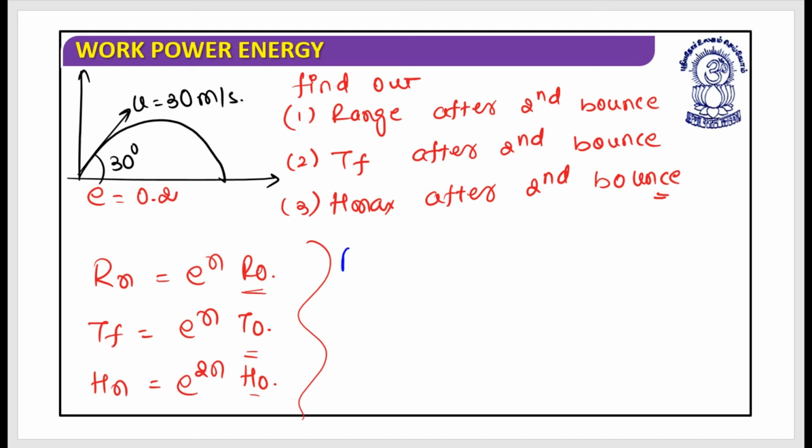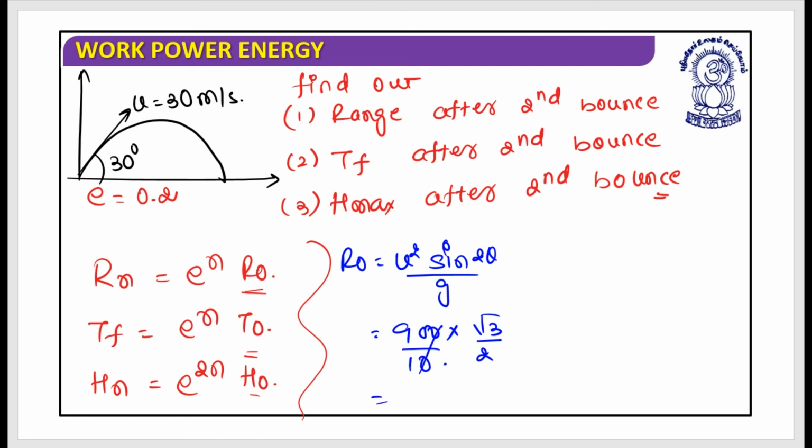R naught would be equal to u square sine 2 theta divided by g. This u square, this is 30 by 30, it's 900 multiplied by sine 2 theta, it's sine 60. Sine 60 is root 3 by 2, divided by g. This gives 45 root 3 as the initial range. Time of flight is equal to 2 into u into sine theta divided by g.